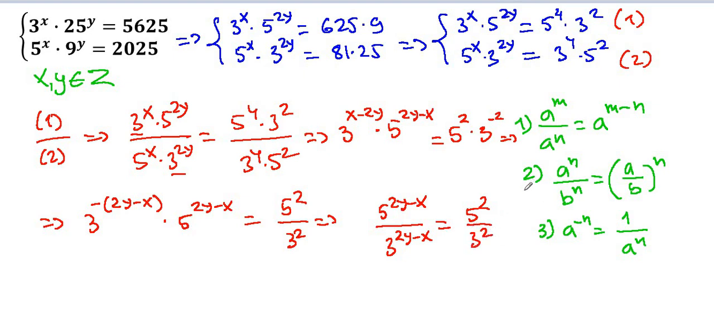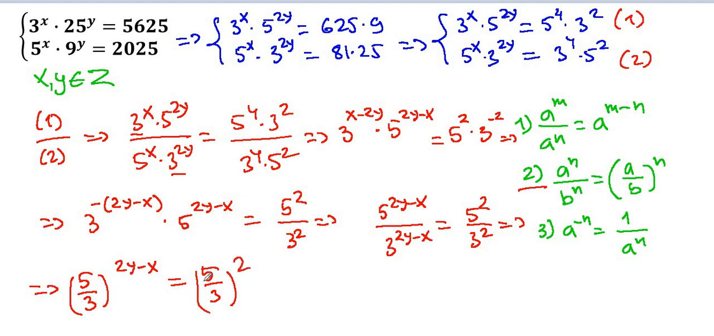And we see that by using the second formula, I can express the last equation as follows. Here the exponents are the same, so I can write (5 over 3) to the power of 2y minus x is equal to (5 over 3) to the power of 2. So here we got a simple basic exponential equation where the bases are the same, therefore we can easily equate exponents, which means that 2y minus x must be equal to 2.